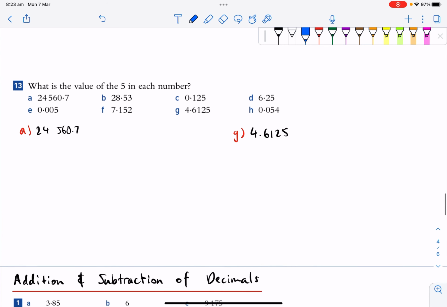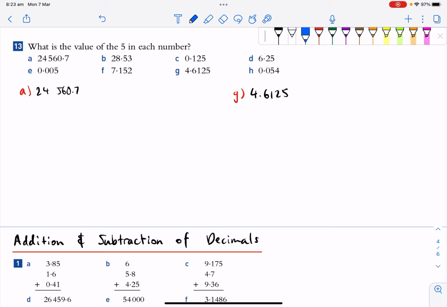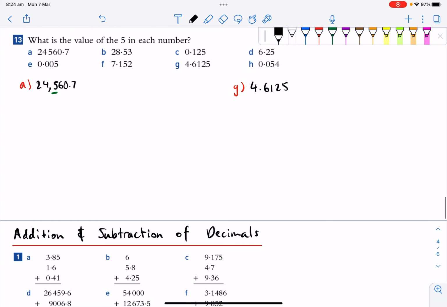All right, and finally question 13 from that exercise. Now, what is the value of the 5 in each number? So if we look here, I wrote a bit messed up here. All right, so we have 24,560.7. The 5 here is in the position of the hundreds. So as you can see, when I read that, I say 24,560. Well, basically, I'm looking for that 500. So that 5 has a value of 500.